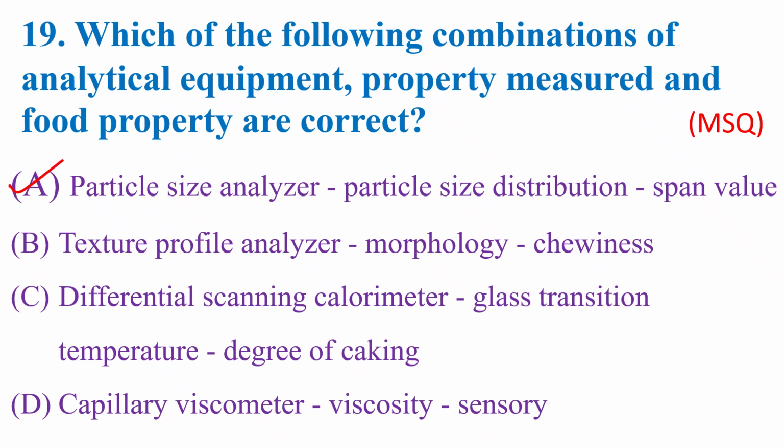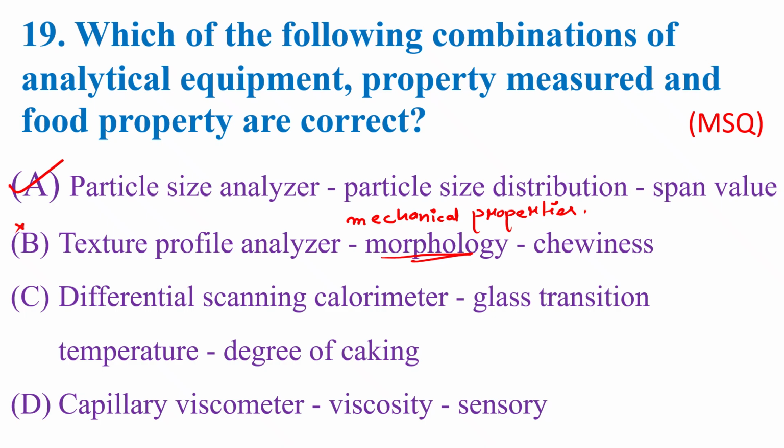Next, texture profile analyzer, morphology, chewiness. So the texture profile analyzer measures the mechanical properties, not the morphological property. Mechanical properties can be hardness, chewiness, whereas morphology is assessed by microscopy. So over here, this will be incorrect.